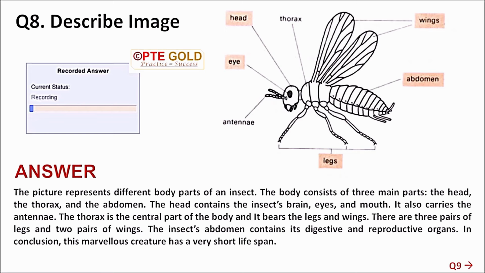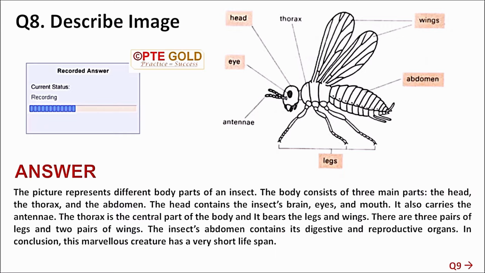The picture represents different body parts of an insect. The body consists of three main parts: the head, the thorax, and the abdomen. The head contains the insect's brain, eyes, and mouth. It also carries the antennae.